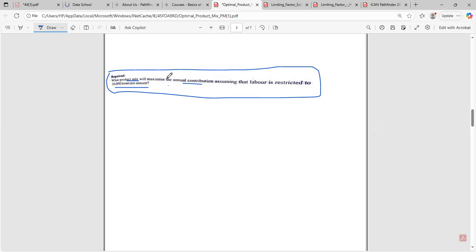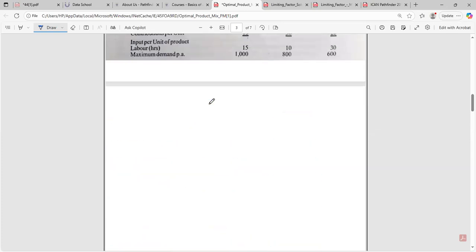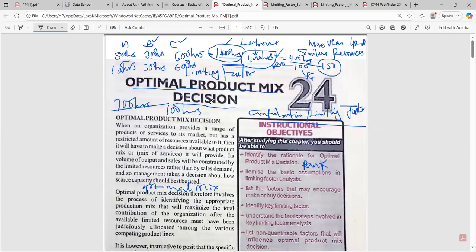Now they say what product mix will maximize the annual contribution, meaning that product mix simply means what is the combination of products I'm going to produce. Okay, that's what I mean by product mix. Now let me give an example. I'll still go back. Just give me 1 minute. Let me explain something to you.